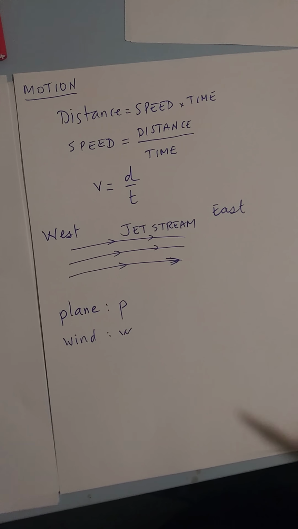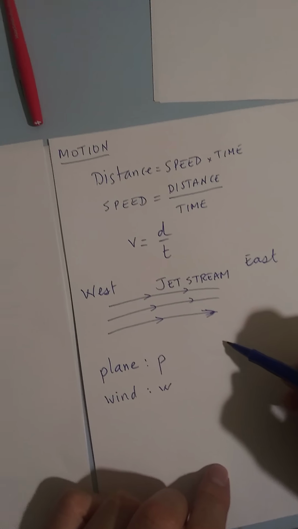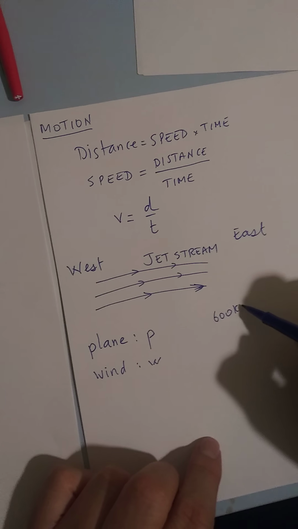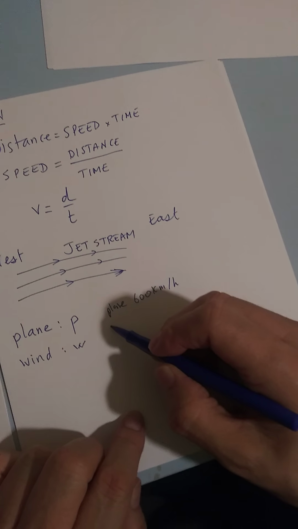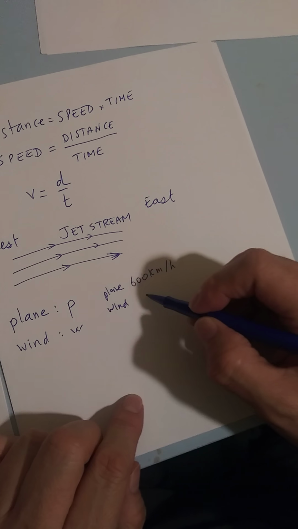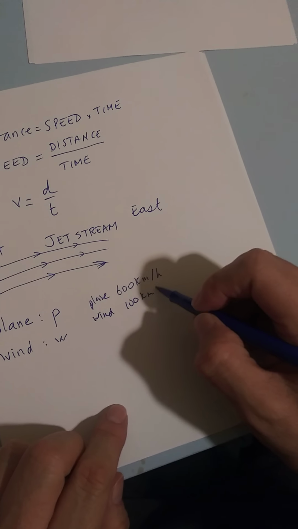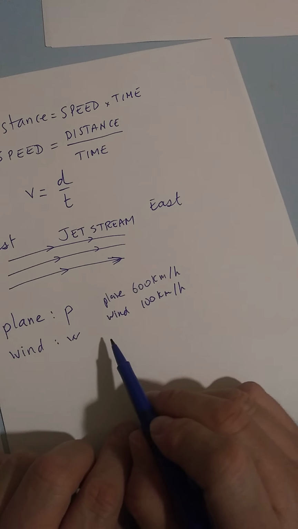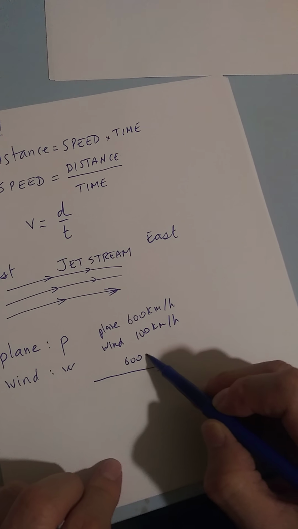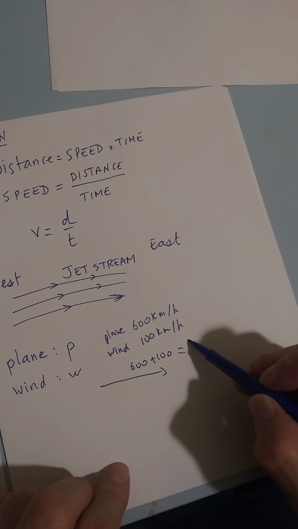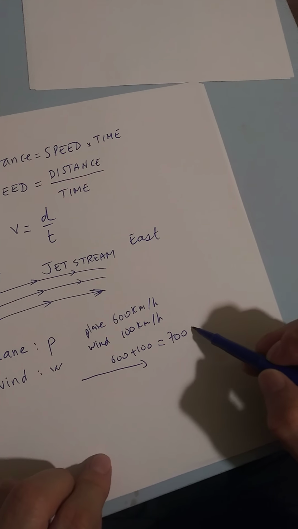For example, suppose the plane is going at 600 kilometers per hour. And the wind is going at 100 kilometers per hour. The net speed of the plane going this way is the sum of these 2 speeds, which is 600 plus 100, which is 700 kilometers per hour.